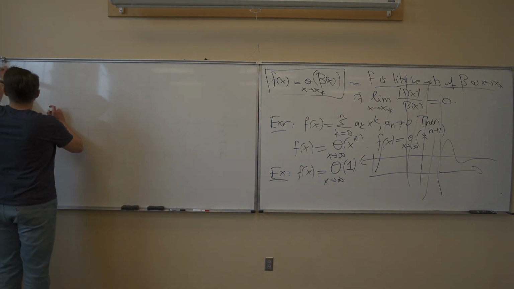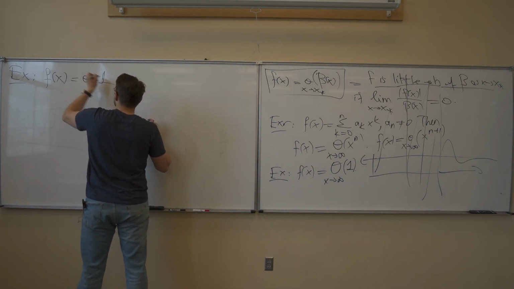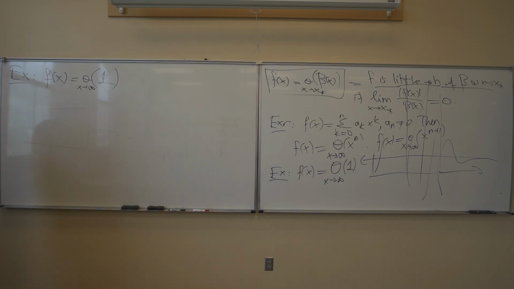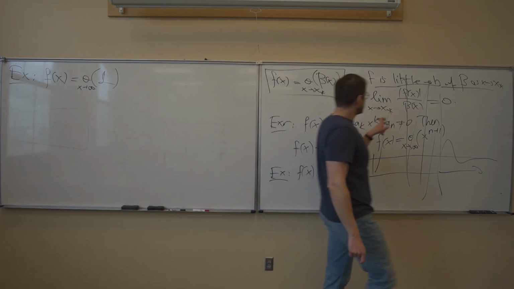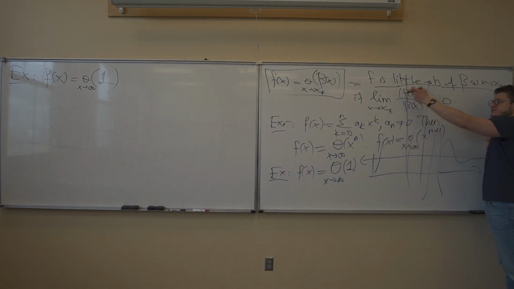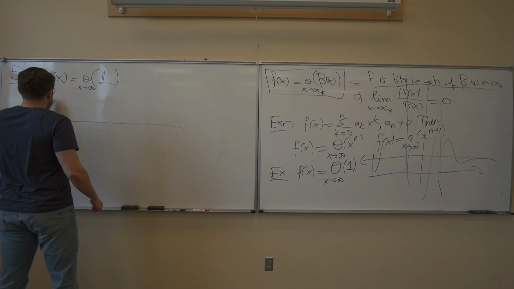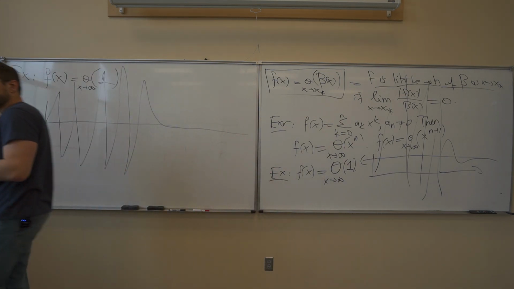Second example is, let's say that f of x is equal to little o of 1 as x goes to infinity. Now what does this say? This says that, again, beta is 1. The limit as x goes to infinity of f of x equals 0. Do you see this? Again, initially, bizarre things can happen, but then you're going to converge to 0.